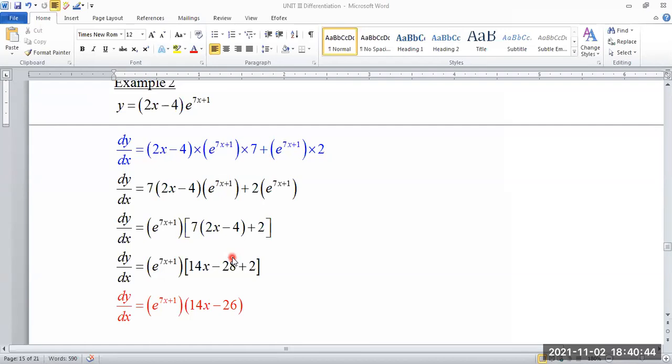Sir, go, Cherry. What is the reason you said why you put the e to the 7x plus 1 at the front there? Because it is common, so I'm factoring it out.